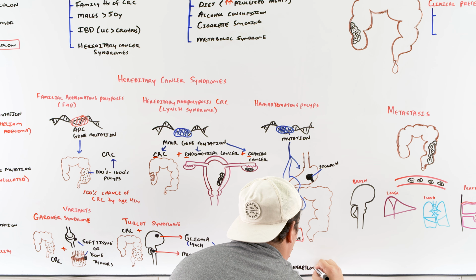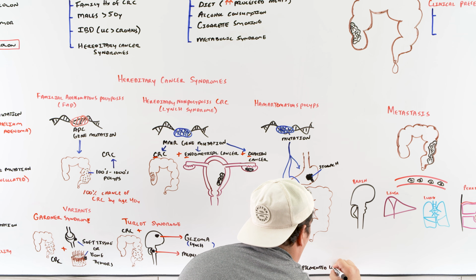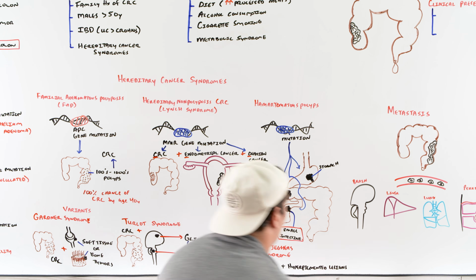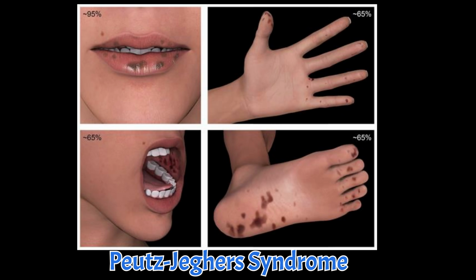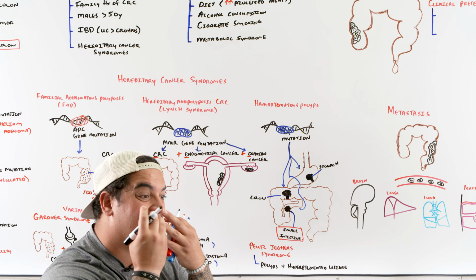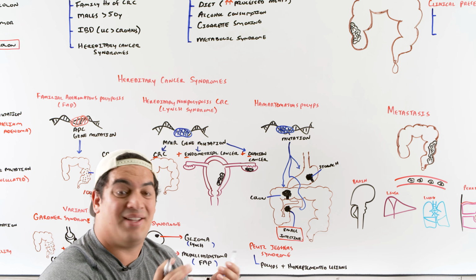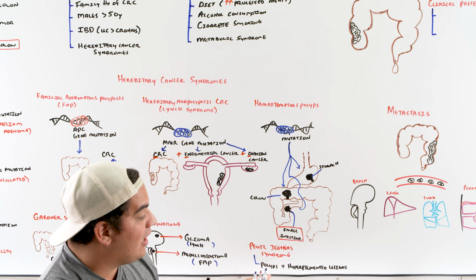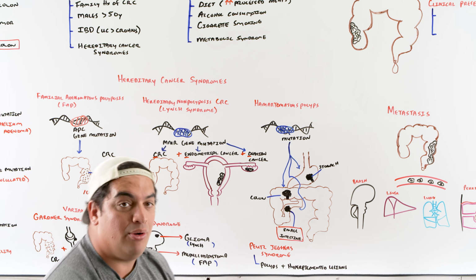hyperpigmented lesions. What do these lesions usually look like? They look a little bit like this. All right, so you saw that patient had these lesions all over their mouth and their lips, right? They had them on their hands and their feet. If they have these polyps and hyperpigmented lesions, that's called Peutz-Jeghers syndrome.